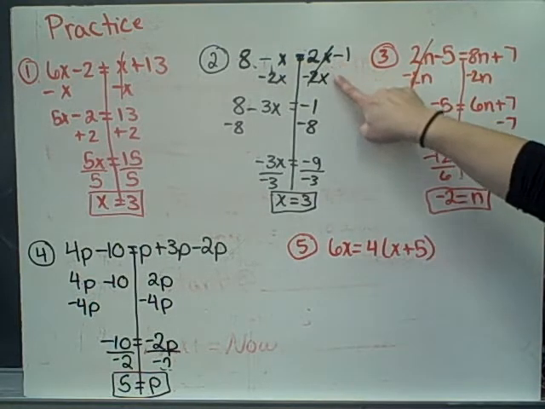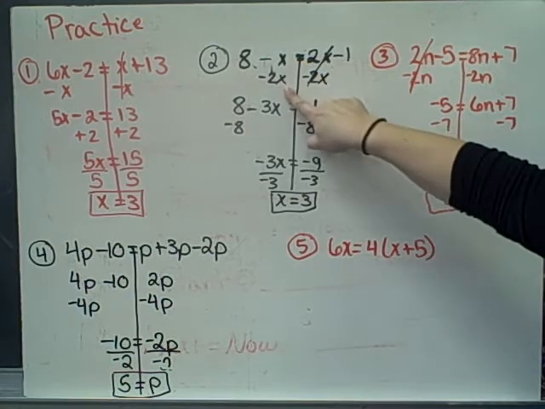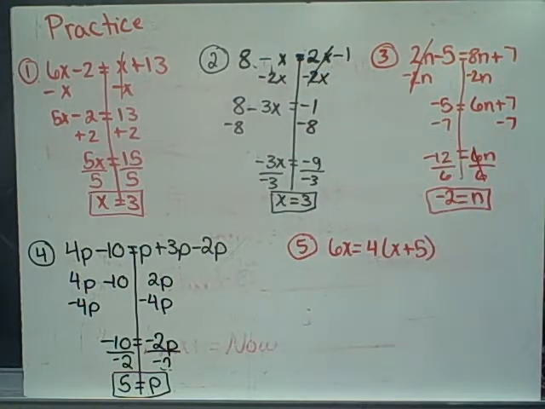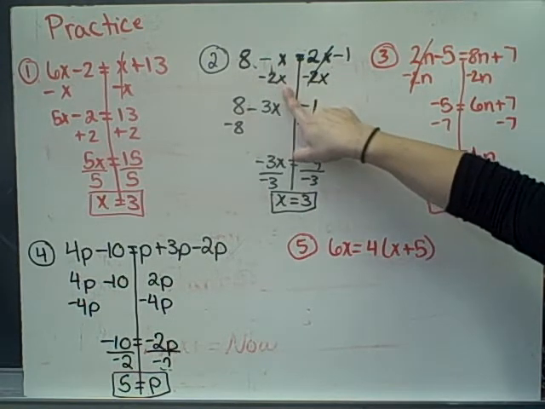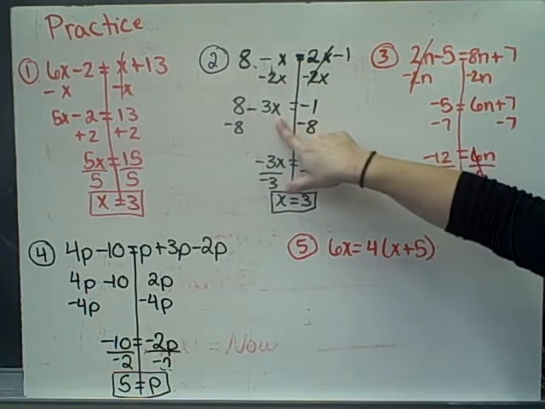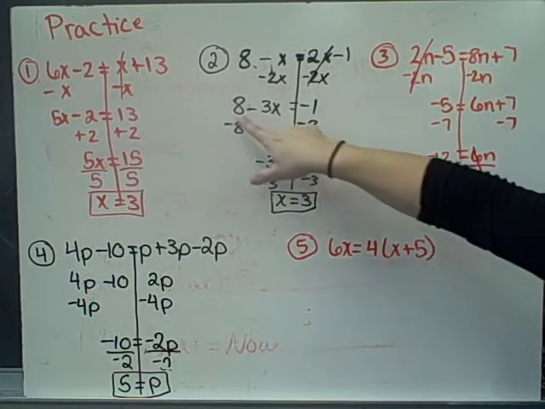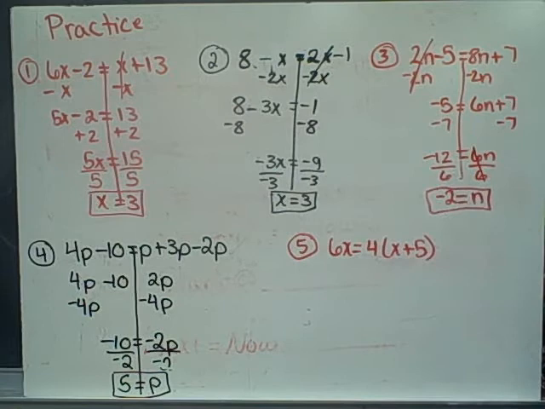We put the variables on one side. To do this, I'm going to subtract 2x from both sides. Okay? Watch your signs. 2x minus 2x gives me nothing. But if I have minus x minus 2 more x, I'm going to get minus 3x. So I have 8 minus 3x equaling a negative 1.